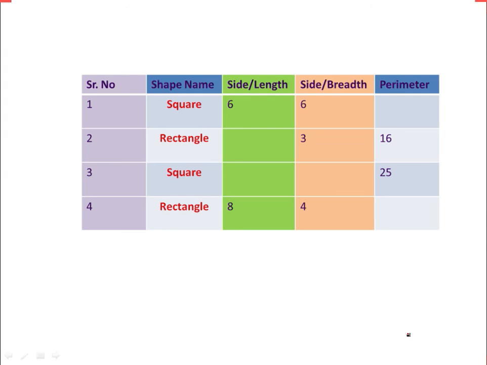Now dear students, this is the activity we have to do over here. Here is the name of the shape. The shape name is square, and the length and the side are both the same in the square. So can you tell me the perimeter of this square, which side is 6 centimeter?